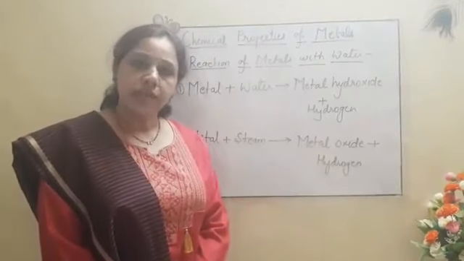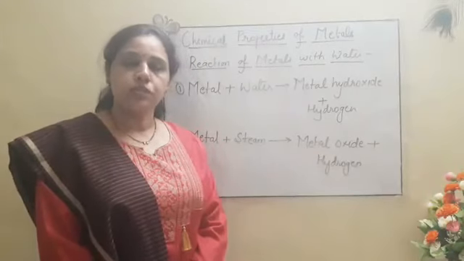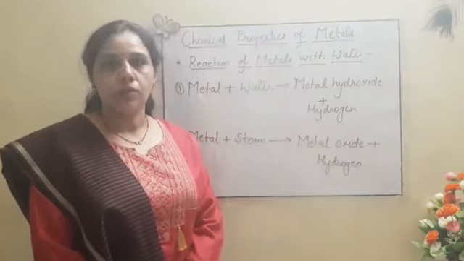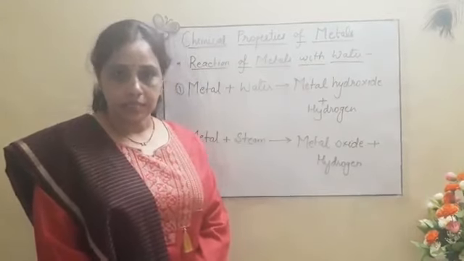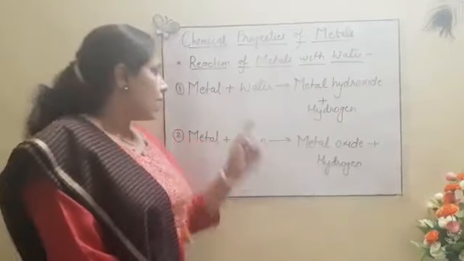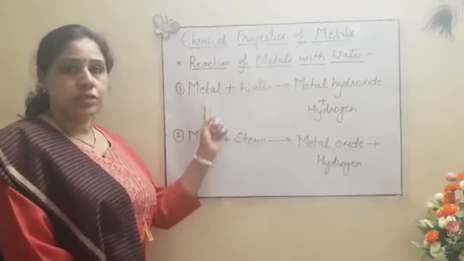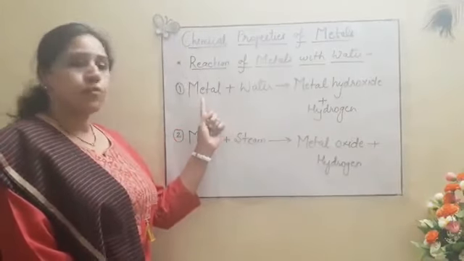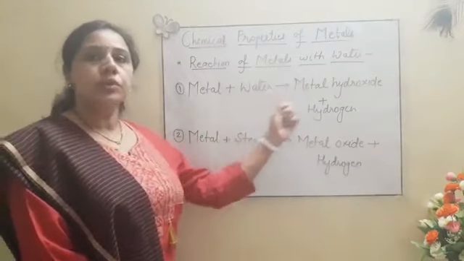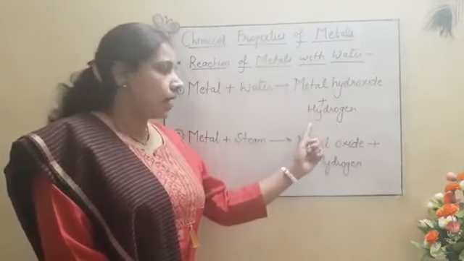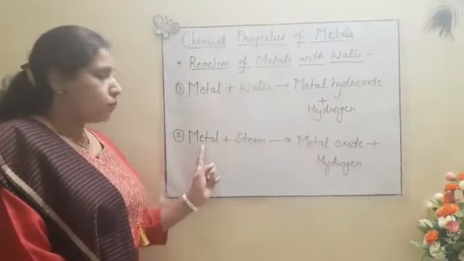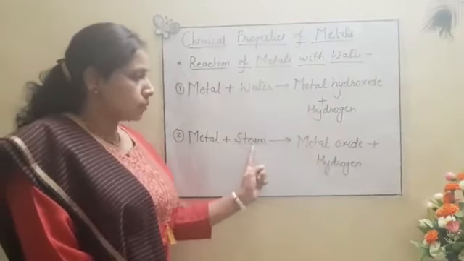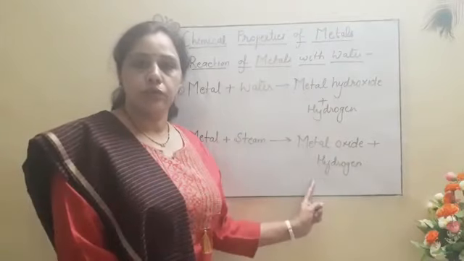So the general reactions involved in case of metal reacting with water, either in liquid state or in the gaseous state, are given here. First one is the reaction of metal with liquid water to give metal hydroxide and hydrogen, and second one is the reaction of metal reacting with steam to form metal oxide and hydrogen.